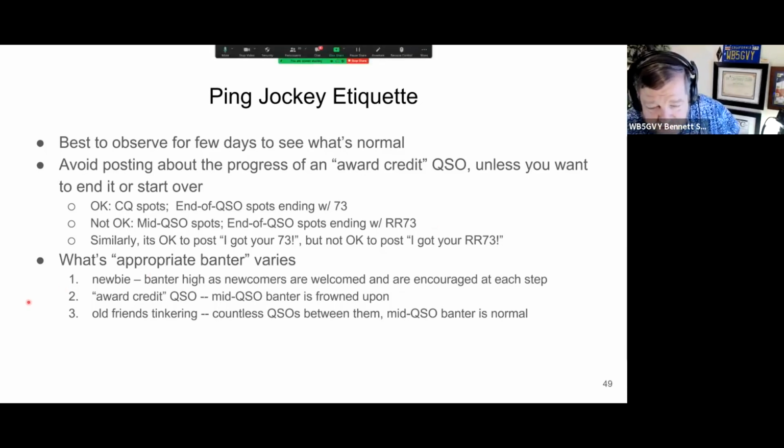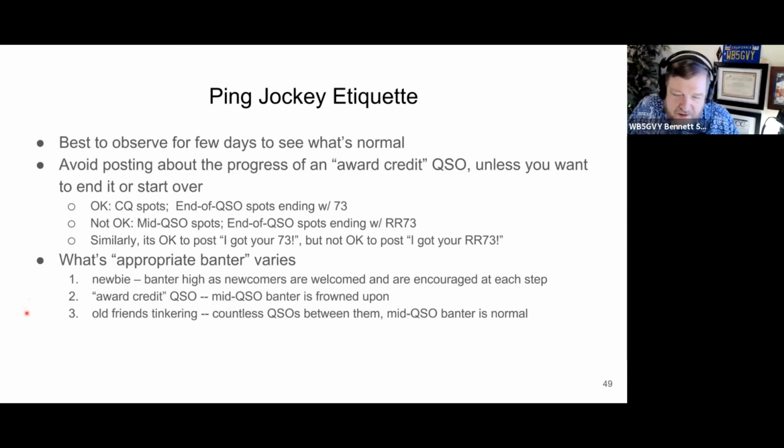And then lastly, if you follow Ping Jockey, there's sort of 3 classes of banter, and it varies depending on who's involved. When you're a newbie on Ping Jockey and you let them know that you're a newbie, then there's a high level of banter, people are very outgoing and friendly, and you're encouraged at each step on how to do stuff.